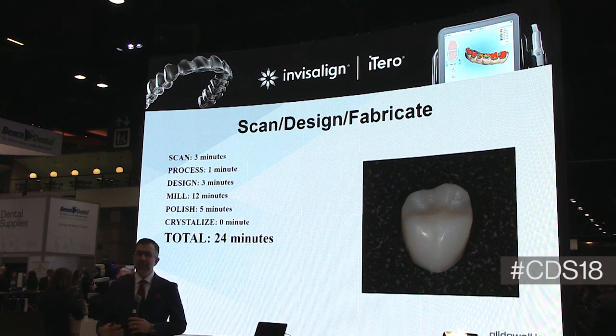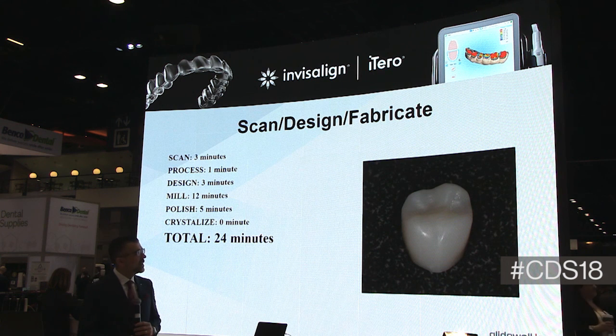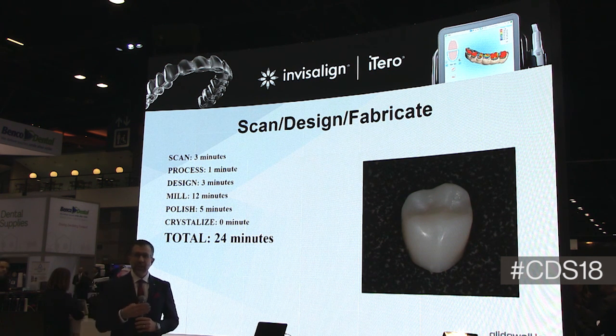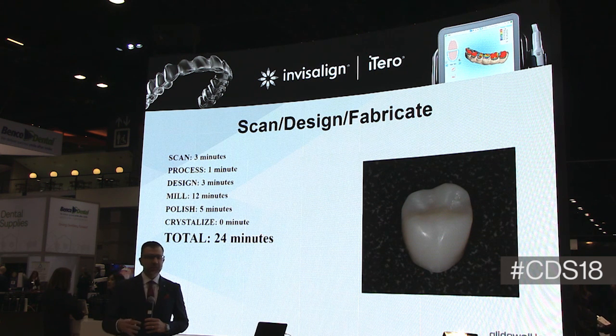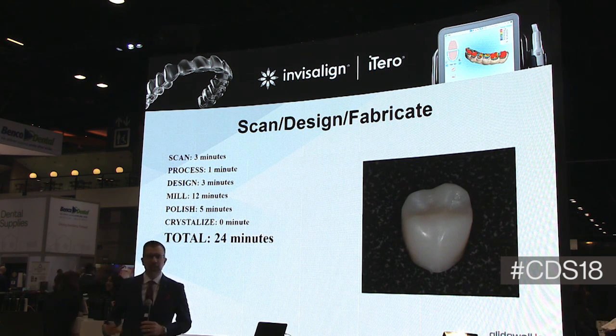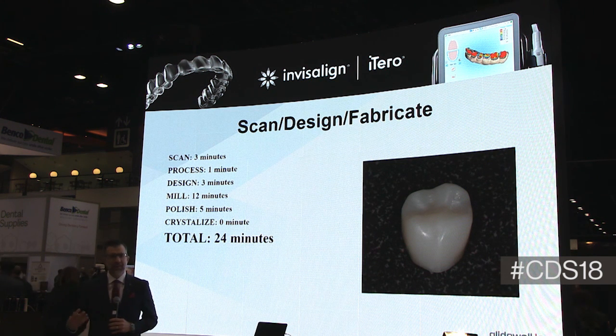This is how Camouflage Now comes out of the mill. This case comes out in about anywhere from 8 to 12 minutes. It's a very fast milling restoration, and the beauty of it is that there's no firing afterwards. So once it's done, it's done.